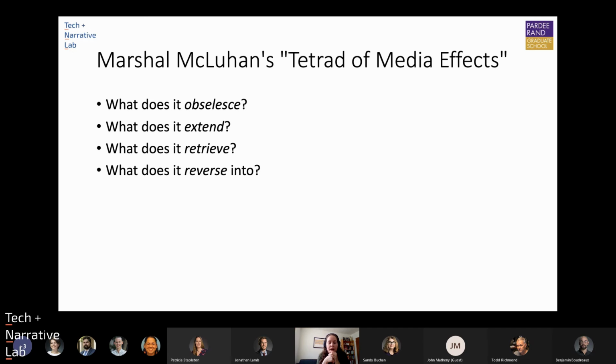And this is just one example of a framework from the technology ecosystems analytical frameworks that we thought was particularly useful and something that we could directly pull into the Eiex methodology, this tetrad of media effects where you're reflecting on these four prompts.